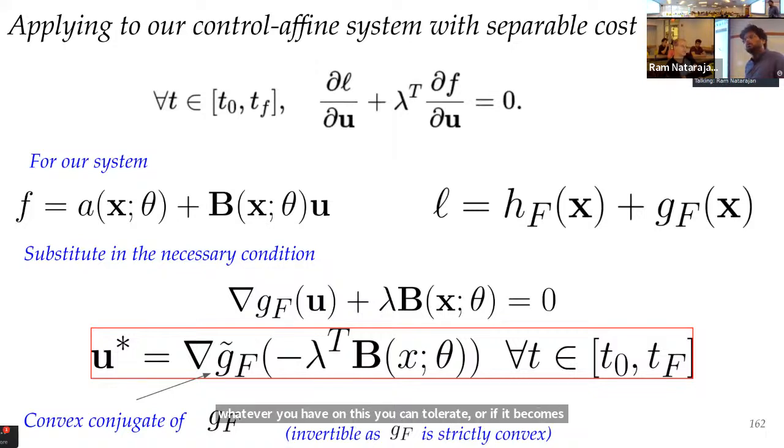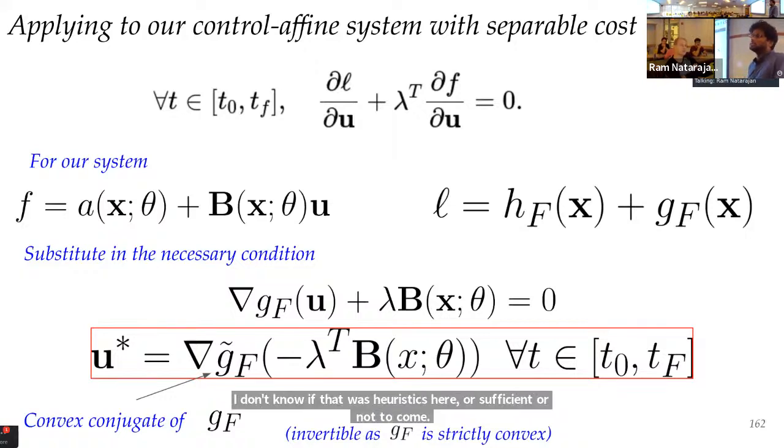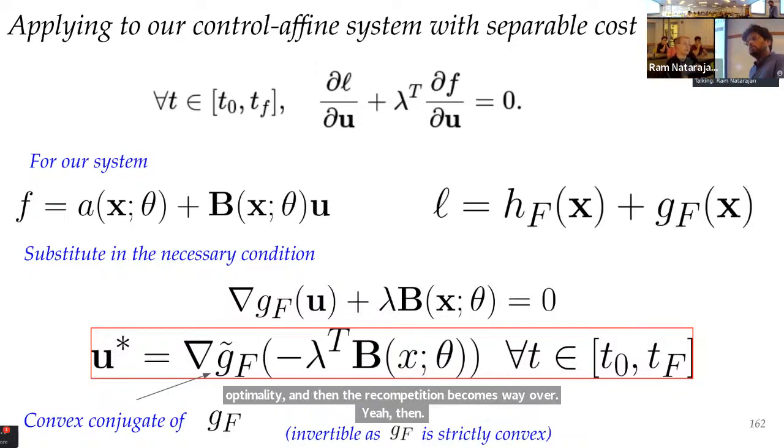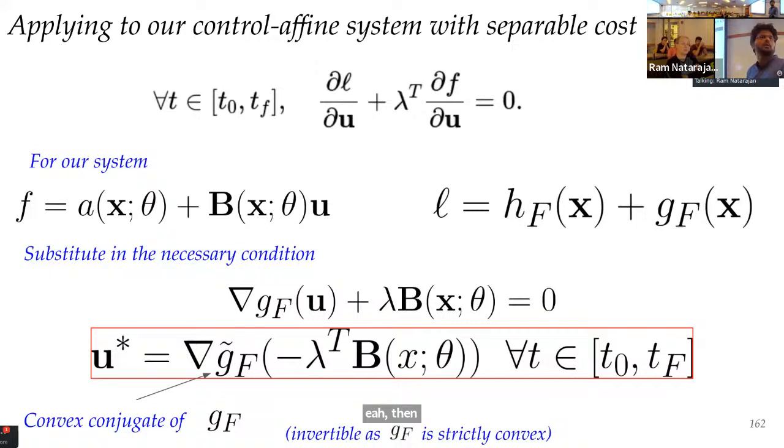Then that creates its own local minimum. And I don't know if those heuristics here are sufficient or not to overcome. So if you're saying cost to come exceeds something that you can tolerate in terms of suboptimality, if you're going for a suboptimal solution, right? And if you're going for a particular suboptimality and then the recomputation of the G-value becomes way over it, right? Then you're effectively saying, okay, that's not good, right? And that creates its own. Okay.